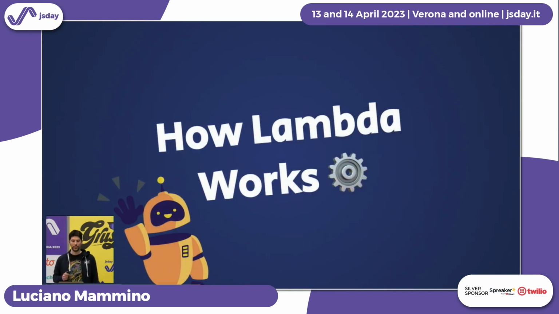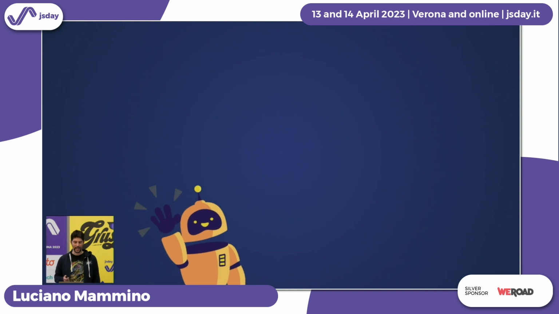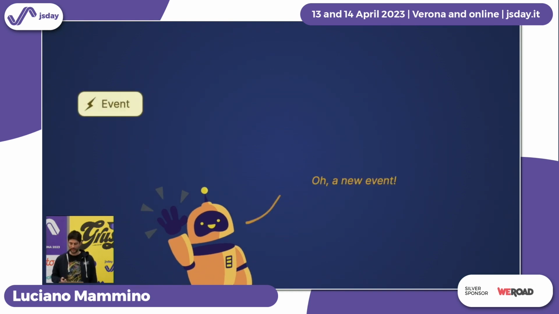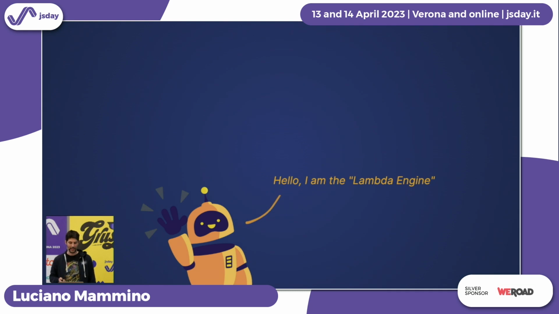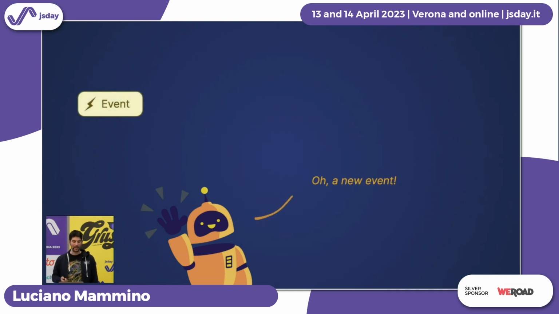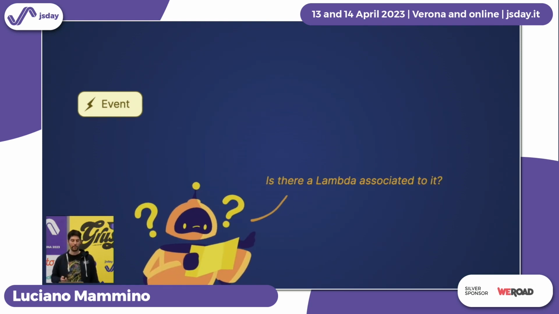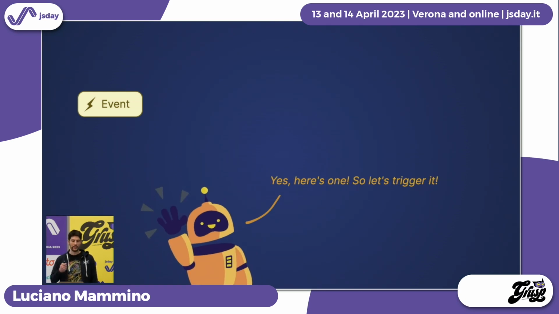Now, I want to try to do a simplistic thing where we try to figure out how Lambda actually works behind the scenes. And we are going to be using the help of this little robot, which I didn't name, but let's pretend this is the Lambda engine. This Lambda engine is responsible for actually making things run behind the scenes. So it's going to look at events, and it's going to figure out, oh, there is a new event here. Is this an important event? Is there any Lambda that is associated to this event? And it turns out that in this particular case, there is a Lambda that needs to be executed. So we want to trigger this Lambda.